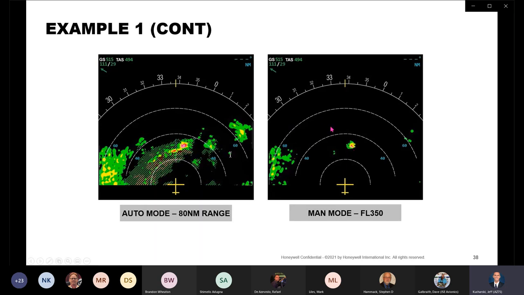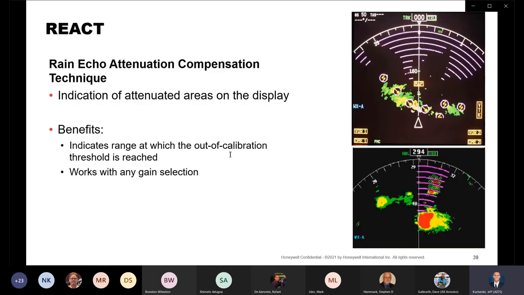And there's actually a clear deviation path through there. One other mode that we have is REAC, or rain echo attenuation compensation technique, and it indicates areas of attenuation or radar shadows. And the nice thing about this, if you've used a feature like this before, is they generally just show you where the attenuation is and the azimuth of that attenuation. But like in this example, where you don't have as strong of a cell here, it's not only just showing you the azimuth, but it's actually showing you where the magenta begins. That's where you run out of color calibration. So up to that point, your display is still calibrated.